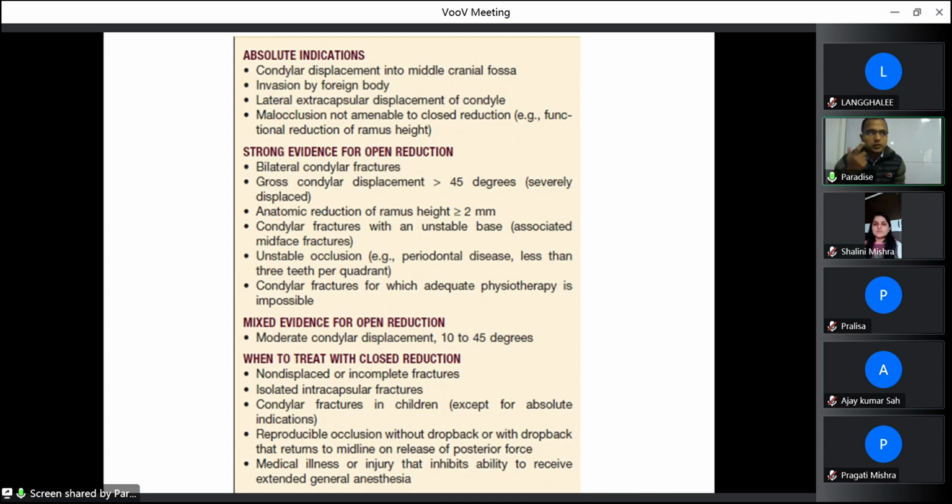If the TMJ itself is ruptured due to either bullet injury or blast injury, bomb injury, then also you have to operate. But such a condition is rare. Fortunately, such a condition will not be found practically.